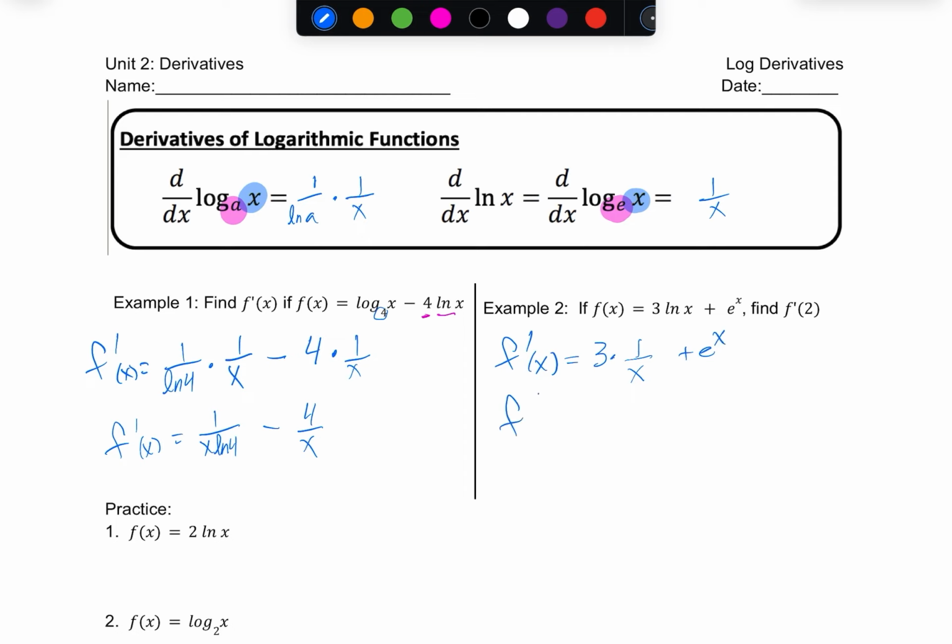So if I want to find f prime at 2, it would be 3 times 1 over 2 plus e squared. Or f prime at 2 is 3 halves plus e squared. All right, give this a little practice and let's see how it goes.